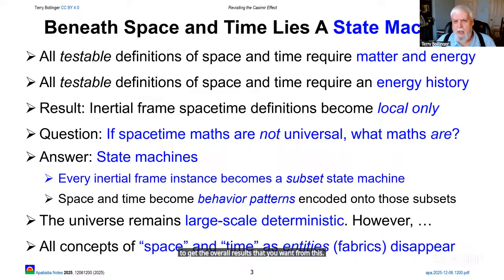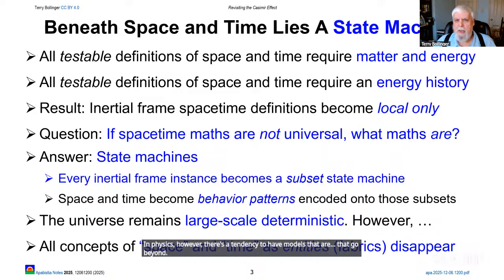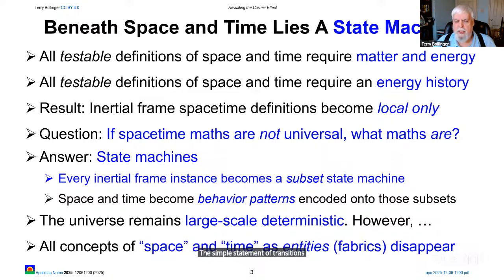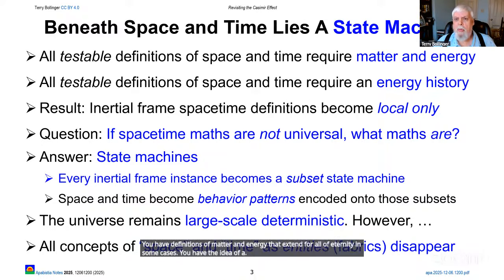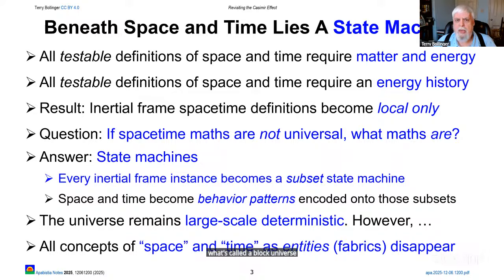In physics, however, there's a tendency to have models that go beyond the simple statement of transitions under the rules of physics. You have definitions of matter and energy that extend for all of eternity in some cases. You have the idea of what's called a block universe, in which everything is predetermined, preset, and many physicists have a lot of discussion about how now even exists, how the concept of what we're doing right now exists.